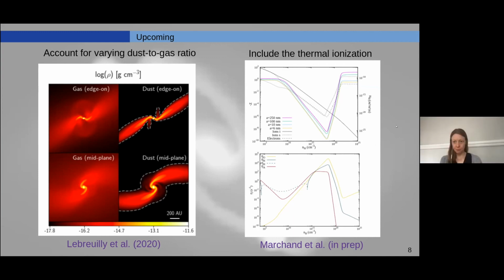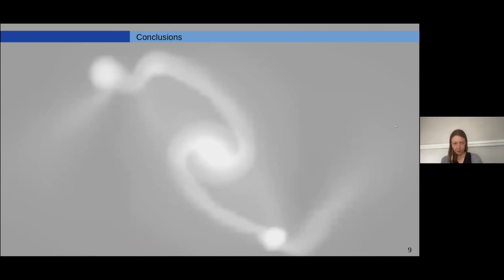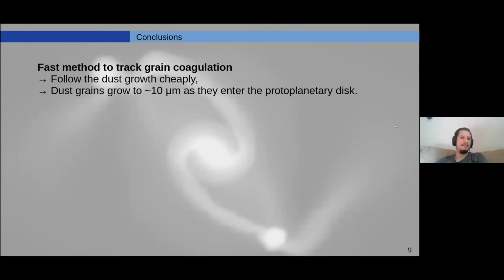So these are my conclusions. I've developed a fast method to track the grain coagulation, which allows us to follow the growth of dust very inexpensively. And it's also mathematically exact. And we found, which is a preliminary result, that the grains grow to at least 10 micron as they enter the protoplanetary disks.